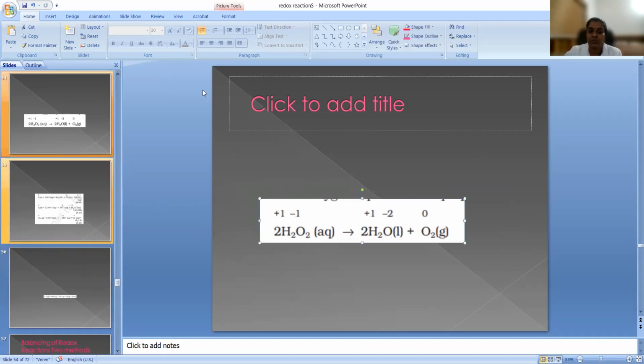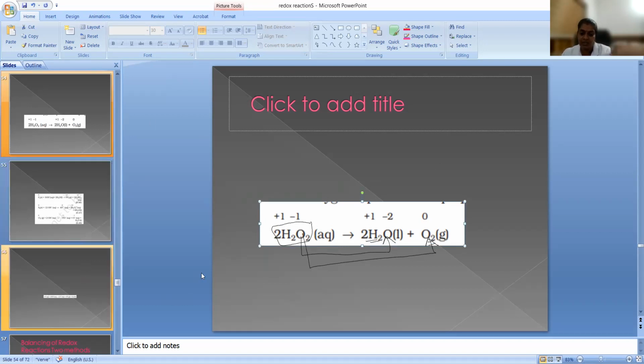In the case of H2O2, the hydrogen oxidation number is not changing. Oxygen is minus 1; in hydrogen peroxide, as we discussed in the rules of oxidation number, oxygen has a minus 1 oxidation state. After decomposition it converts into water and oxygen. In water, oxygen has minus 2 oxidation number. In oxygen, it has 0 oxidation number. So oxygen is undergoing reduction here and oxidation here. Since the same species undergoes oxidation and reduction, this reaction is categorized as a disproportionation reaction.